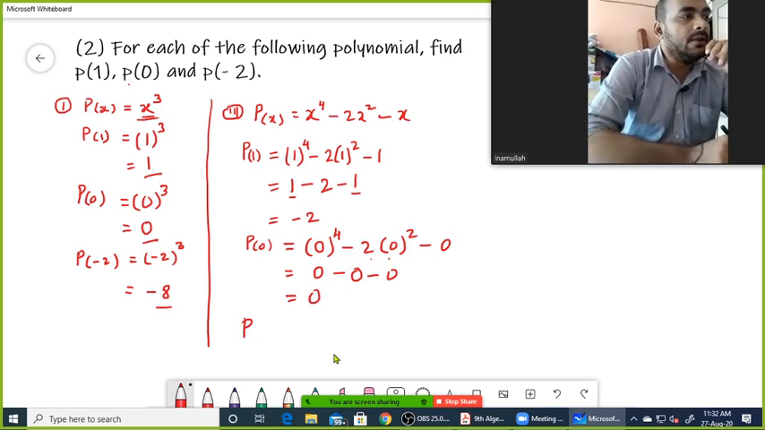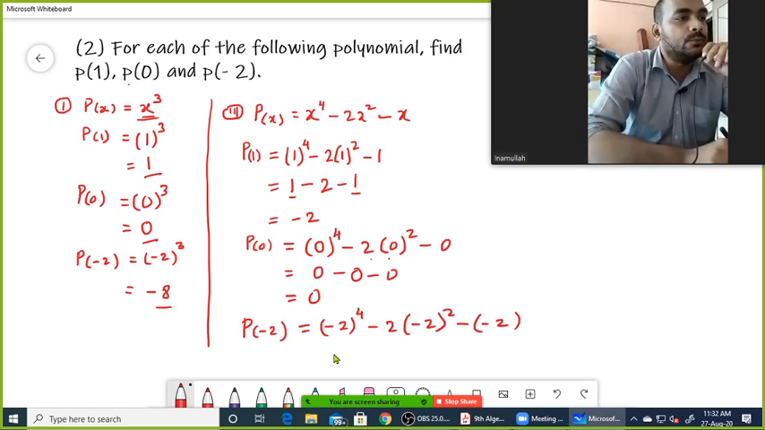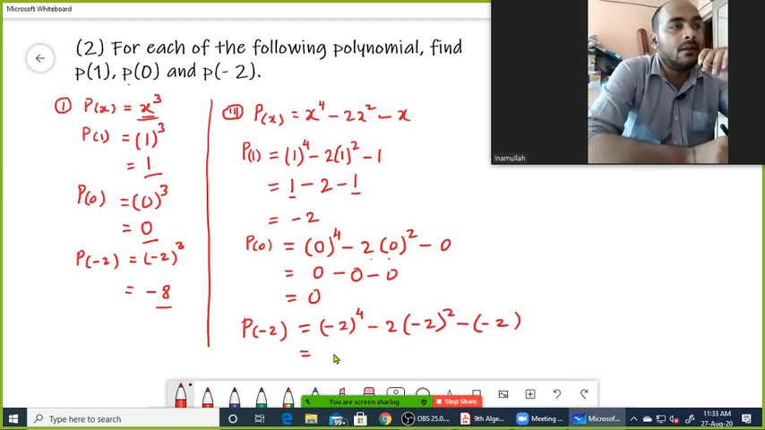Then we need P minus 2. So I'll substitute minus 2 in the place of x. So minus 2 raised to 4 minus 2 into minus 2 raised to 2 minus minus 2. So 2 twos are 4, 4 twos are 8, 8 twos are 16. So 2 raised to 4 is 16. Since it is minus 2 raised to an even power, it will become positive 16. This minus 2 square will give you positive 4.